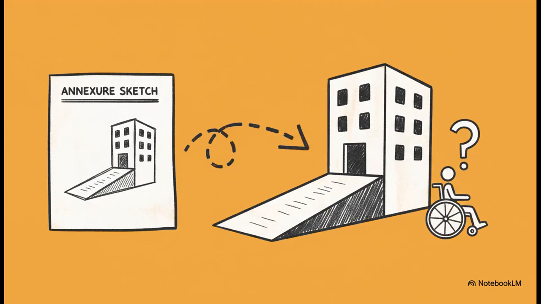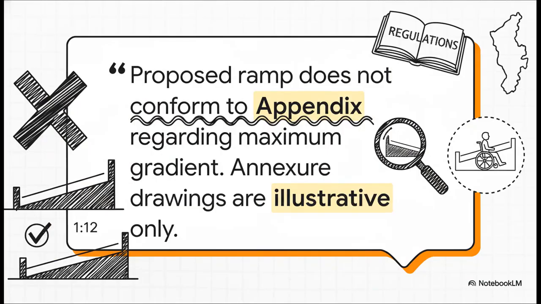Let's look at one more critical example, accessibility ramps. An architect designs a ramp that visually matches a sketch they found in an annexure. It looks right, it feels right, but in making it look like the picture, the actual gradient of the ramp ends up being 1 in 8. And here it comes, the inevitable objection. Even if the ramp looks identical to the drawing, its 1 to 8 gradient violates the strict, legally enforceable maximum of 1 to 12 that's specified in the appendix for barrier-free access. The numeric value, the math in the appendix, is the only thing that actually matters here.